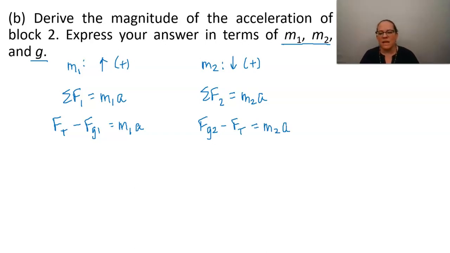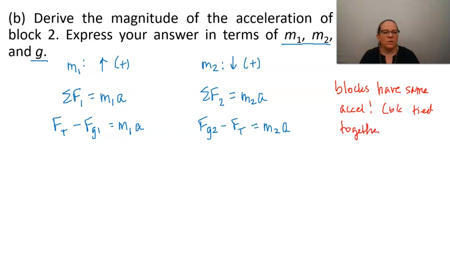And now this piece is really key, is that the blocks have the same acceleration because they're tied together. So what we will be able to do, since we have a system of equations, two equations in two unknowns, is solve one of them for tension, which is going to be the variable that we want to eliminate, and then substitute that expression into the equation for the other block. And since we're asked about finding the acceleration of block 2, it makes sense to solve the M1 equation and substitute that into the equation for M2.